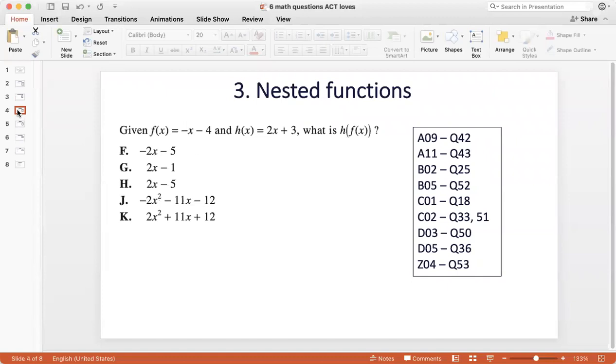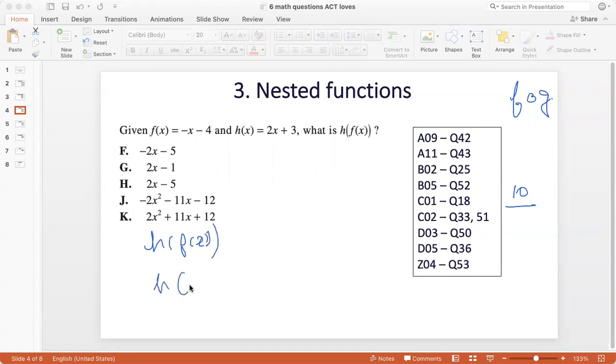Okay, the third category is nested functions. Nested functions are functions of the kind f of g of x. So these made up 10 questions in the tests that I looked at. So here's an example of a nested function. I need to find h of f(x) here.